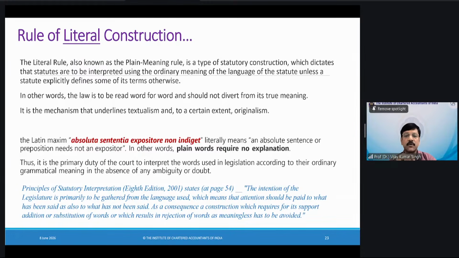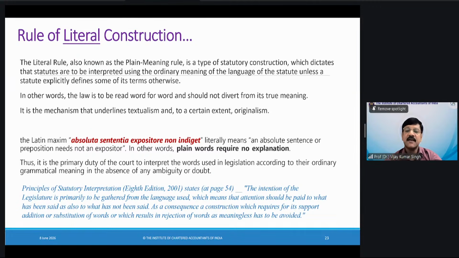Thus, it is the primary duty of the court to interpret the words used in legislation according to their ordinary grammatical meaning in the absence of any ambiguity or doubt, right? So this is the objective of this rule of literal interpretation. If you look at the books on jurisprudence and interpretation, you will find that the intention of the legislature is primarily to be gathered from the language used, which means that attention should be paid to what has been said, so also what has not been said. So you cannot import something. It is not only about what has been said, you have to also see what has not been said.